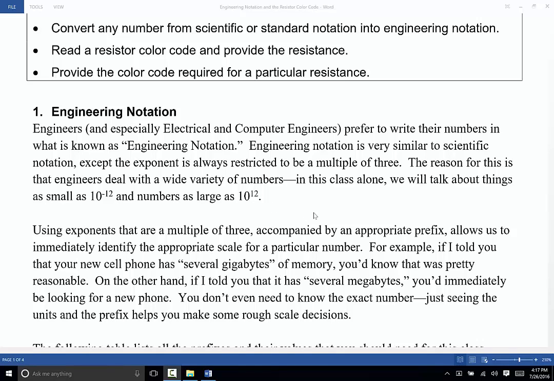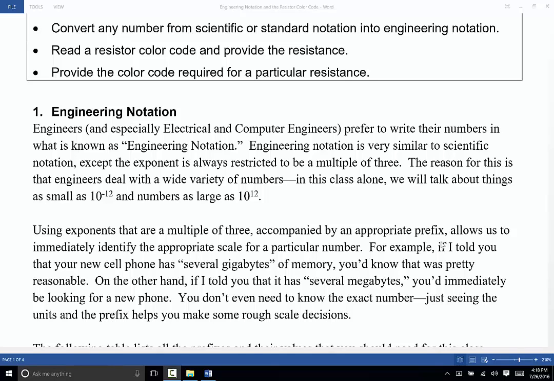So by using multiples of 3 for our exponents, and then by representing those multiples of 3 with the appropriate prefix, I don't just talk about coulombs, I don't just talk about farads, I don't just talk about amps, I talk about milliamps, I talk about gigajoules. I put a prefix onto the unit that specifies which power of 10 I'm talking about. So if you do that, it turns out that sometimes just by glancing at the units, you can know whether or not the scale is appropriate for your problem.